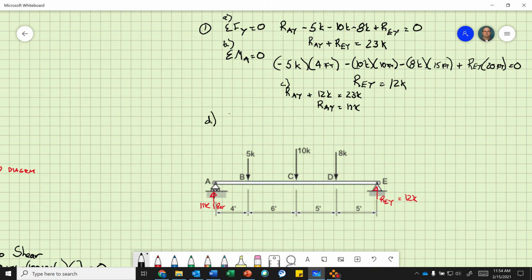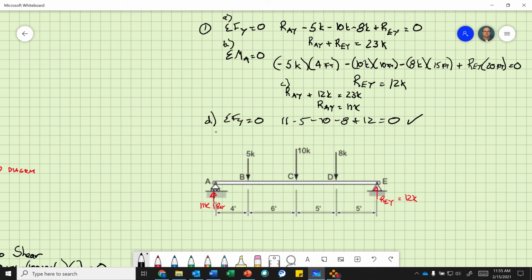Okay. Sum of the forces in Y has to equal 0, so we go 11 minus 5 minus 10 minus 8 plus 12 has to equal 0. Let's see, 11 minus 5 minus 10 minus 8 equals minus 12 plus 12. Yep, that equals 0.